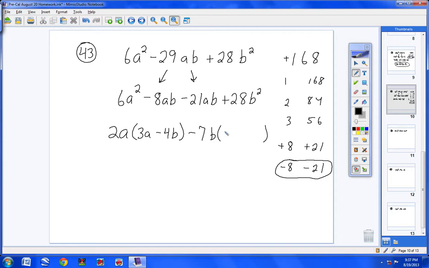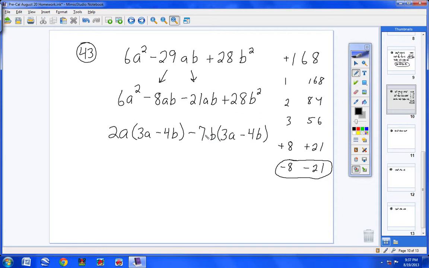Negative 7b times 3a. I think that'll work. Let's see. A negative 7 times a positive 3 is a negative 21, and b times a is ab. So far, so good. Now I want a negative 28, so I'm going to put a negative 4b. Now let's see if that works. What's negative 7 times negative 4? Positive 28.